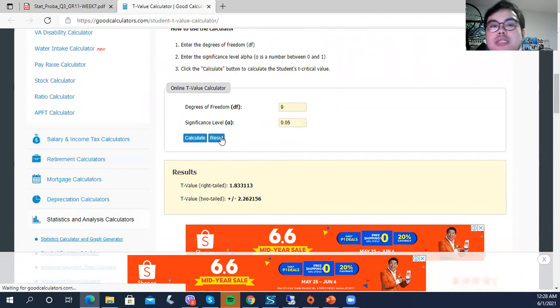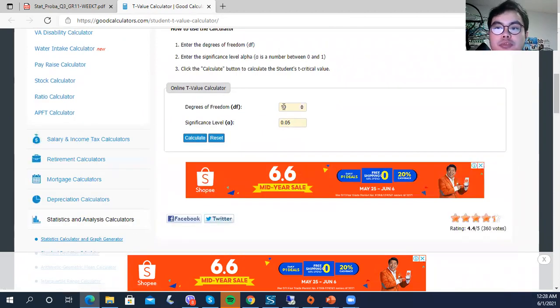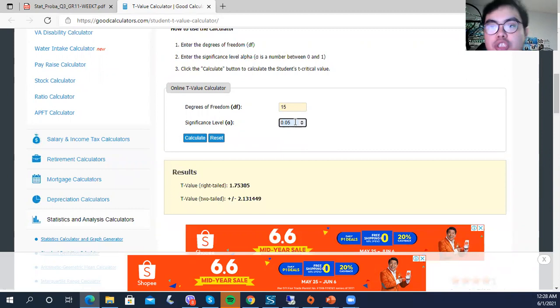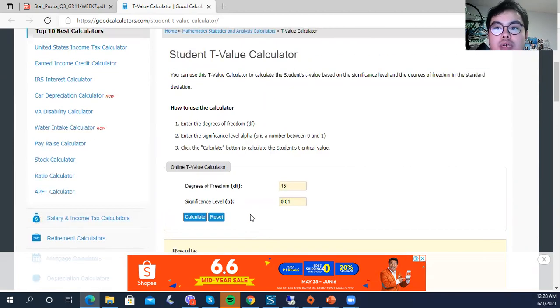So if you want to reset, click reset. Okay, we want to type another. So let's say this is 15, then this is 0.01. So automatically it will be shown. So this is the t-value according to the right tail. Then this is for the two tail. Okay, so this is the calculator that we can use to find the t-value.